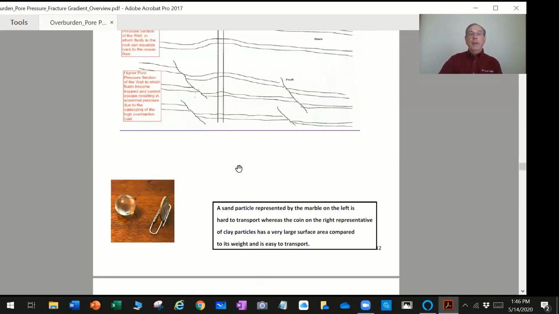And here's the illustration that I described about the sand particle being sort of like the marble, and the clay particle being sort of like a dime, or like a feather. So the dime or the feather can move with very little energy, it takes very little energy to move it, and the sand particle, which has a very low surface area compared to its weight, is hard to move, and it will only move and have layers of sand when you have periods of high energy.